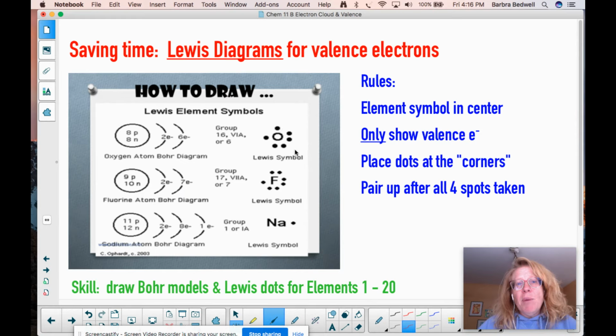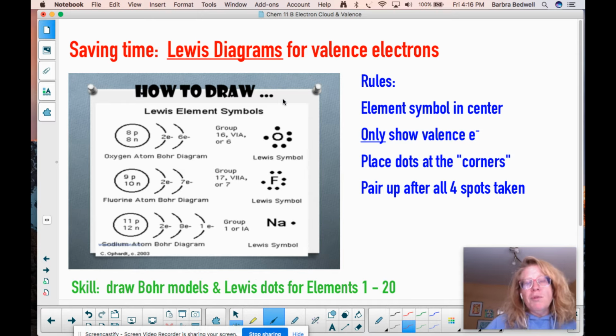And it's going to be a way for us to figure out how many electrons are in the valence shell. So the skill that we're going to practice is going to be drawing Bohr models, this style of Bohr models. I'll call these mini Bohr models. They almost look like a little half of an arc here. We're going to be drawing those, and then we're going to be drawing Lewis dot diagrams for elements 1 through 20. So it's not as bad as it sounds, I promise, and there are some patterns to it.